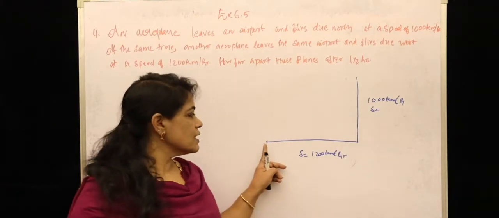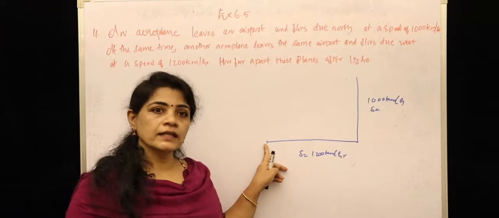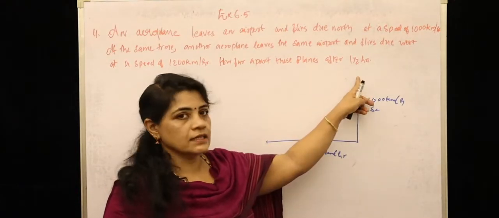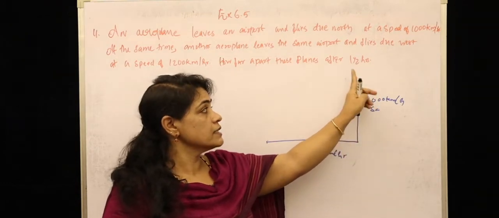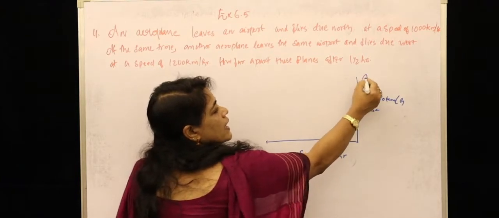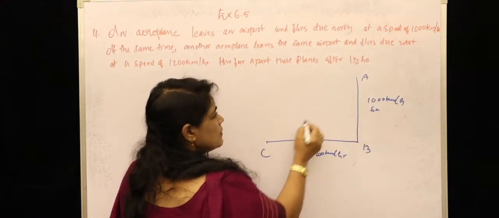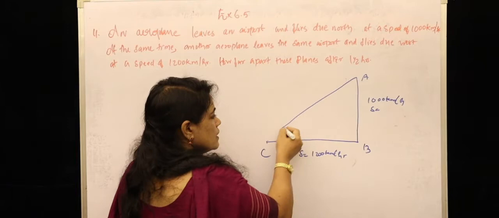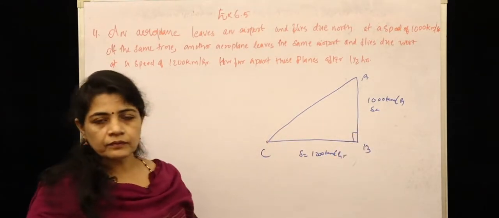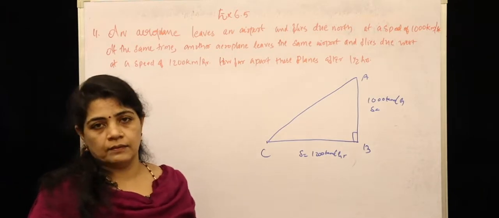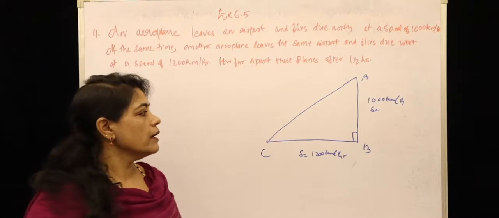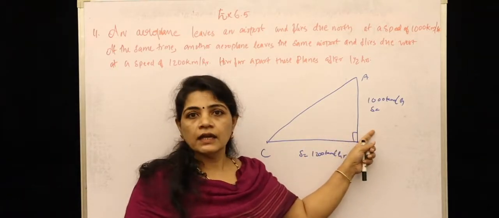Suppose this is the distance travelled by the second plane in 1.5 hours, and this is where the first flight is after 1.5 hours. Let the points be A, B and C. Here the angle will definitely be 90 degrees, so you can apply Pythagoras theorem. The first problem is finding the distance travelled by the first flight in 1.5 hours.